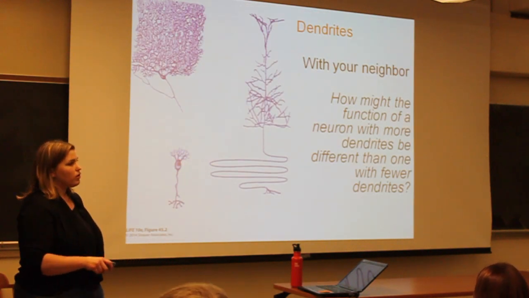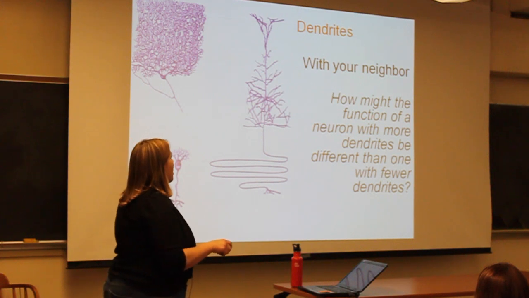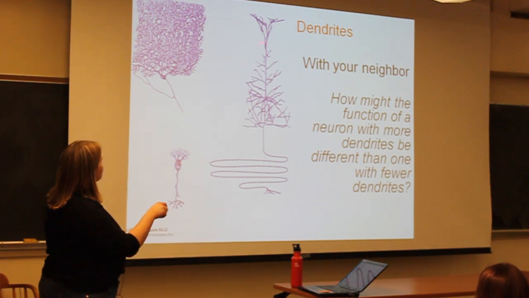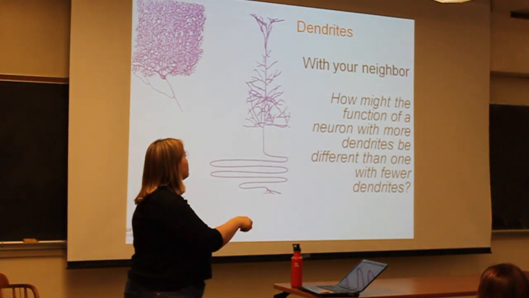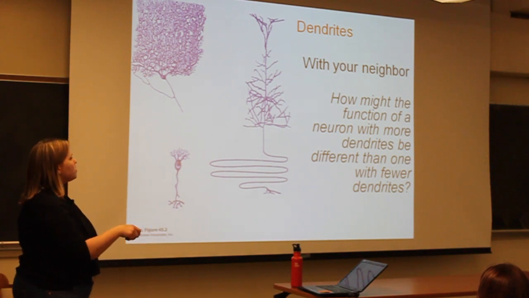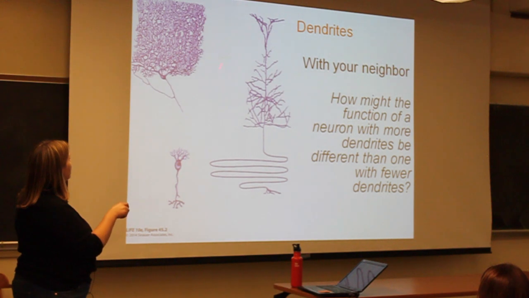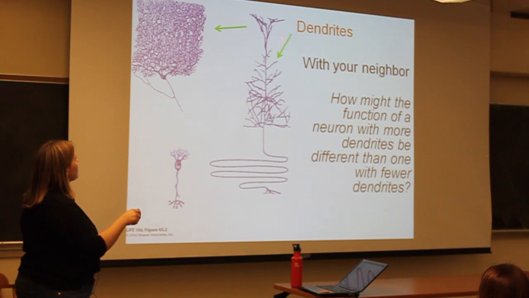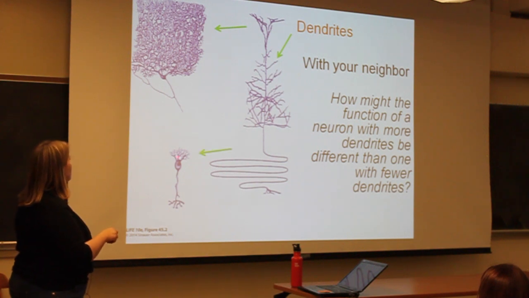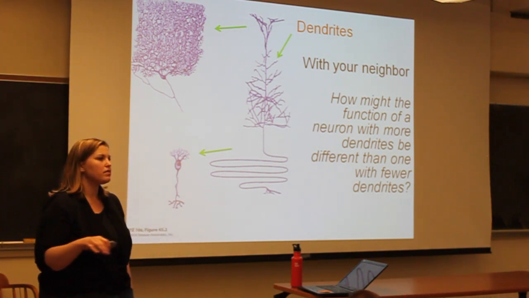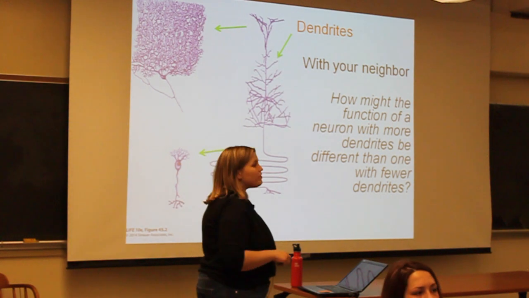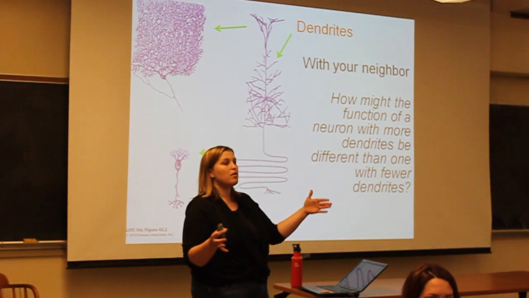Okay, so this is what I'd like you to do. I'd like you to consider this question with your neighbor. How might the function of a neuron with more dendrites, what do the dendrites do again? They take signals in. So how might the function of a neuron with more dendrites be different than one with fewer dendrites? And these are just some examples. This is one type of neuron. All of these are dendrites. This is a different type of neuron. There's a lot of dendrites, but they're kind of spread out. And then this is a different kind of neuron with a lot of small dendrites and not that many dendrites. Okay, so take a few minutes and see if you can work out what the significance of the difference and spatial arrangement and number of dendrites might be.